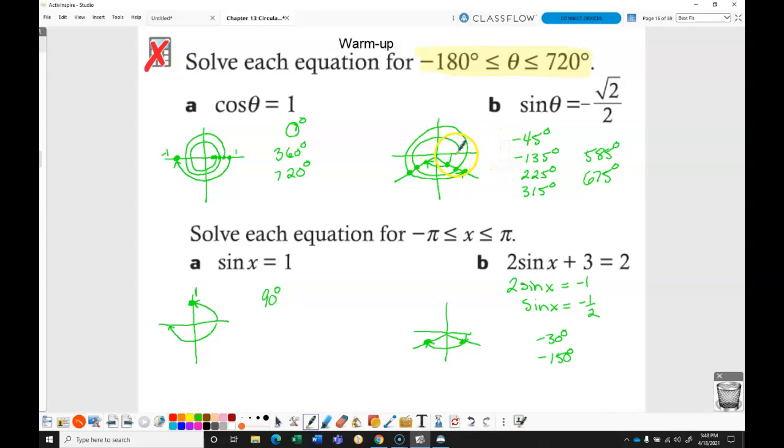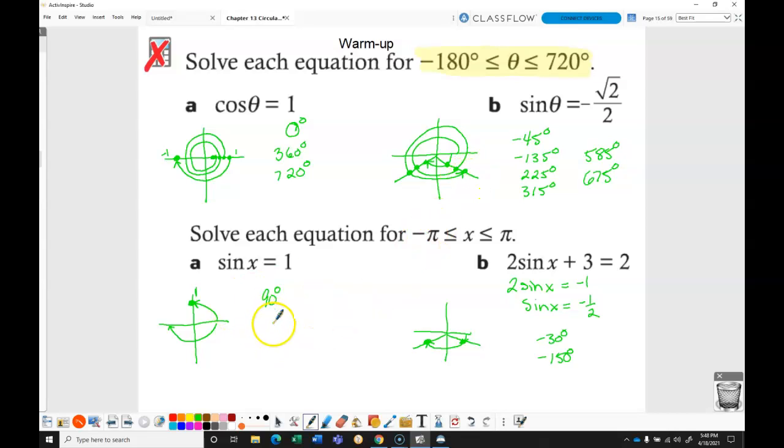So now I'm going to go the positive direction. As I go around the positive direction, the first time I hit it is at 225 degrees, and the second one at 315 degrees. But that was only the first 360 degrees. I've got to go again because I'm heading to 720. So I hit it again here at 585, and the last time I hit it is at 675.